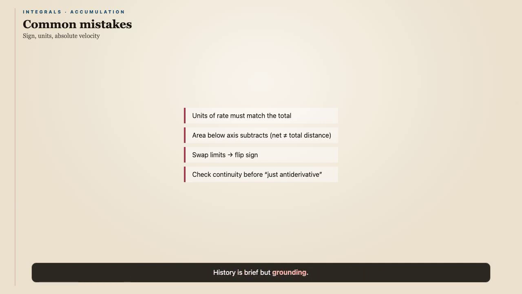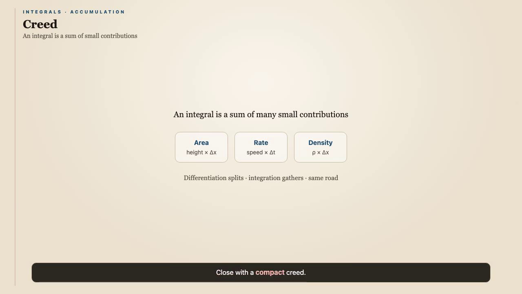History is brief but grounding. Ancient geometers found areas and volumes with exhaustion, a cousin of limits. Centuries later, Newton and Leibniz forged a shared language for rates and totals, each with his own notation wars. Riemann made the strip sum precise enough for analysis. The elongated S you meet in school is Leibniz's sum sign refined by generations of care. You inherit a tool that was hard-won so that you can spend your effort on models, not on reinventing addition of slices.